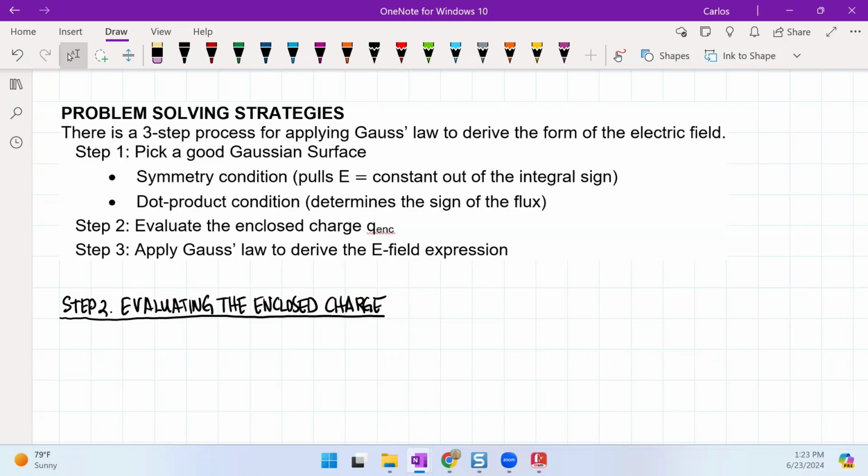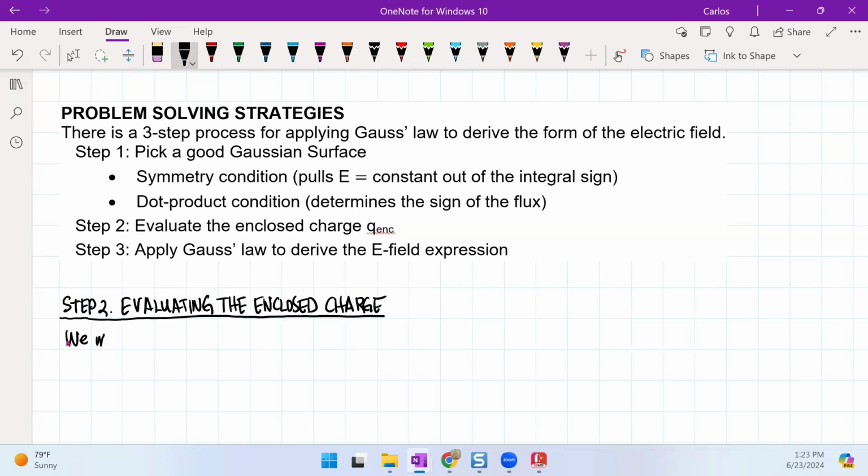We've been going through the problem-solving strategies. We're now on step 2, where we're going to be evaluating the enclosed charge. In the previous lecture, we did step 1, picking a good Gaussian. So here we go. Step 2, evaluating the enclosed charge.